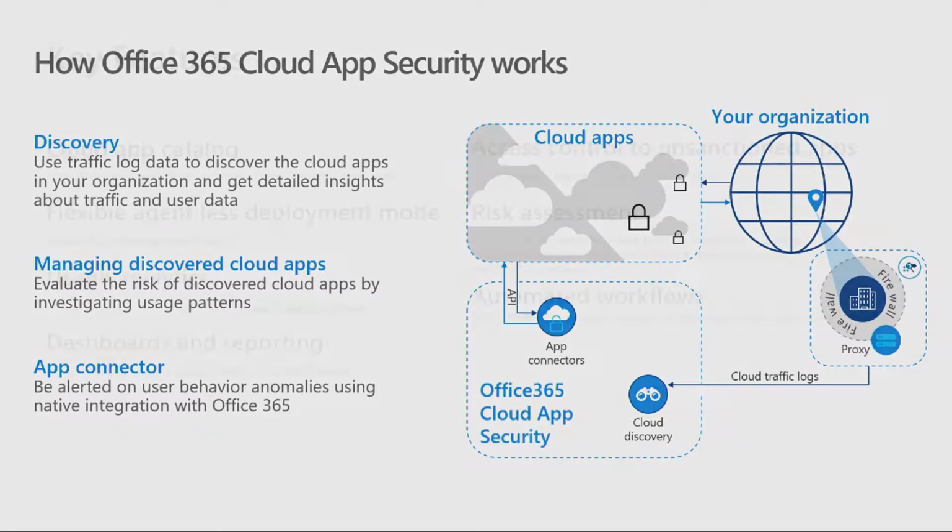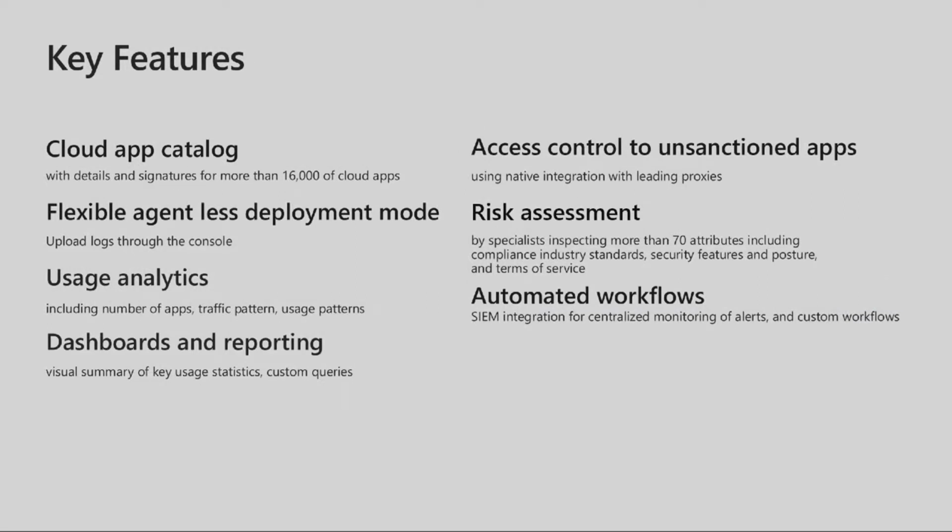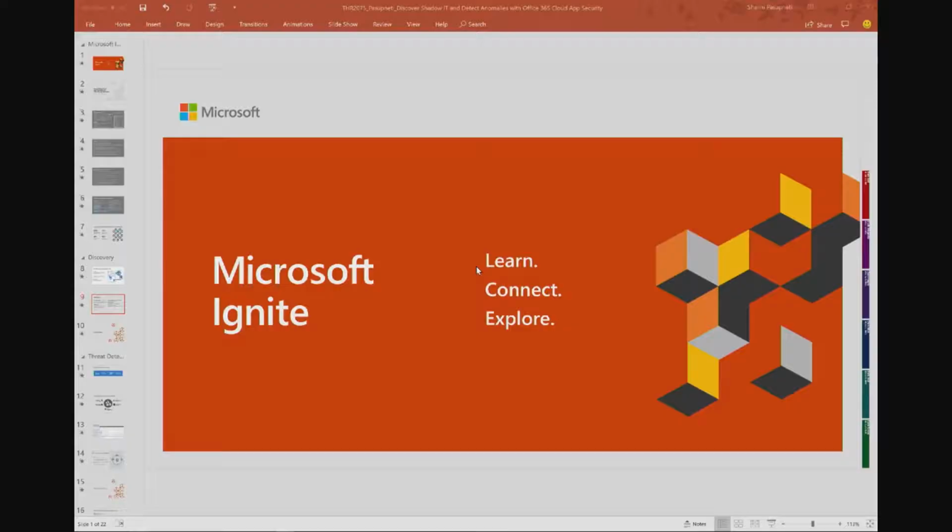So let's double click on discovery. As I said, the key feature of discovery is that we're able to parse your firewall log and identify the various apps that are being used. We can do this for more than 16,000 cloud applications that are supported in our Cloud App Catalog. The deployment model is completely out of band. There's no agent that you'd have to deploy on end user machines. It's simply uploading a traffic log from the console, and we parse that and give you some analytics around it. By reviewing this console, you can then make decisions on which apps need to be blocked in your firewall. So let's go right into the console, and I'll show you what it looks like.